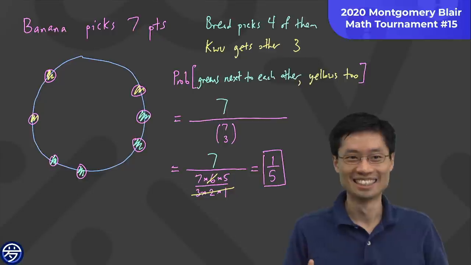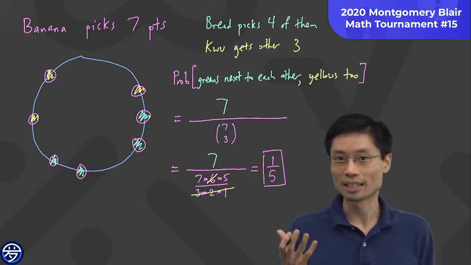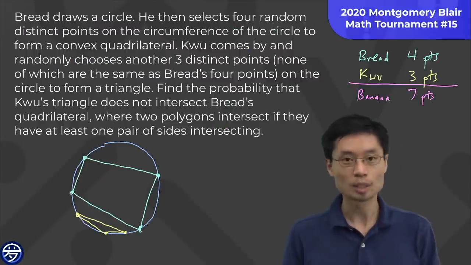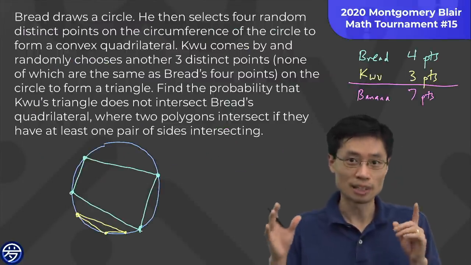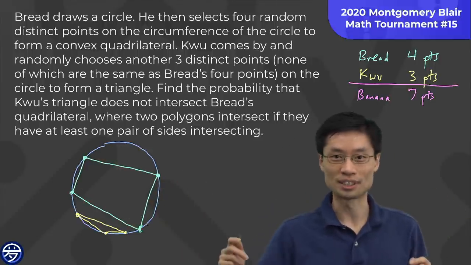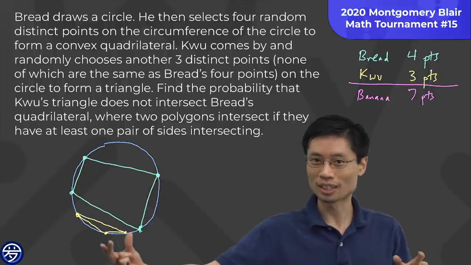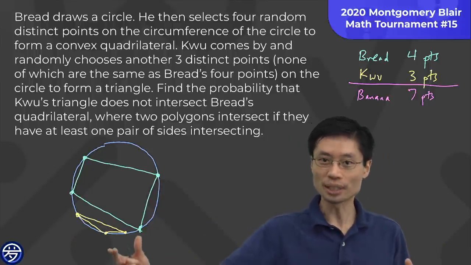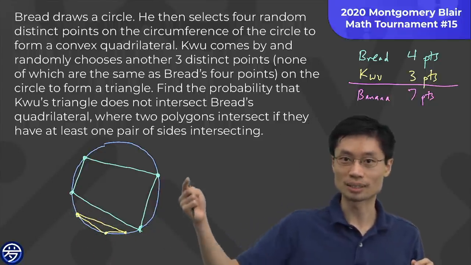Maybe just to think about how did we do this problem. The main reason why this problem looks hard is because you've got too much random stuff happening at the same time. And if you try to do it in a way where you say, let me just put the green thing down first, and then try to find the probability that the yellow thing doesn't intersect, it's really hard because it depends on how much space there is in each of these pieces.